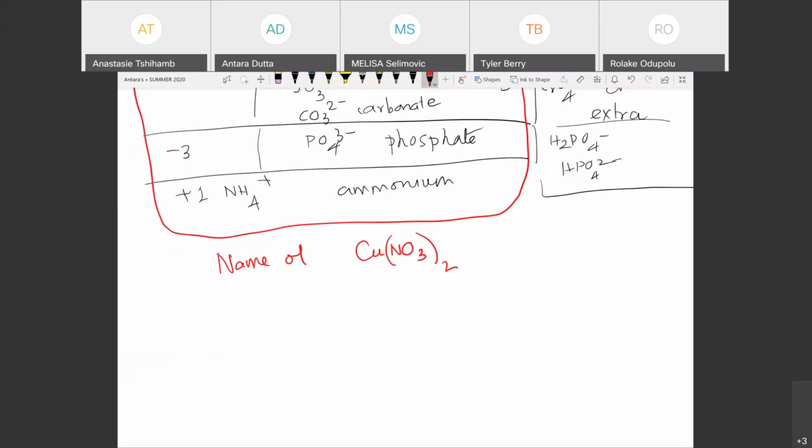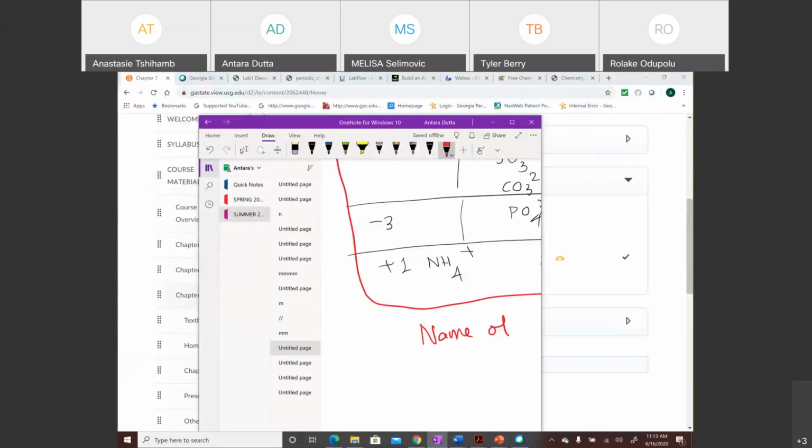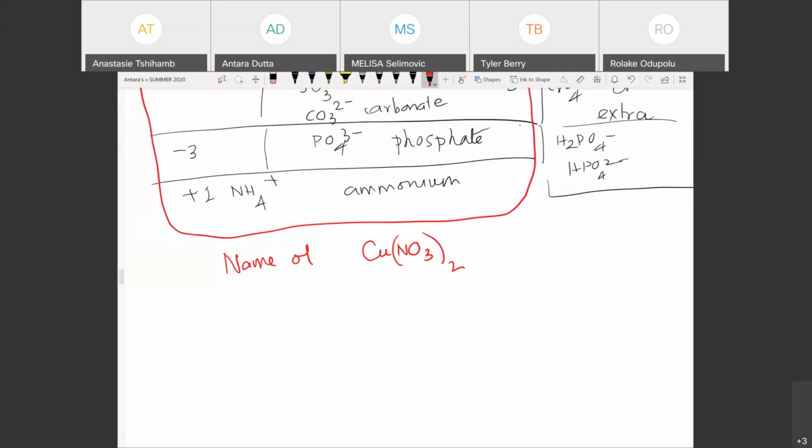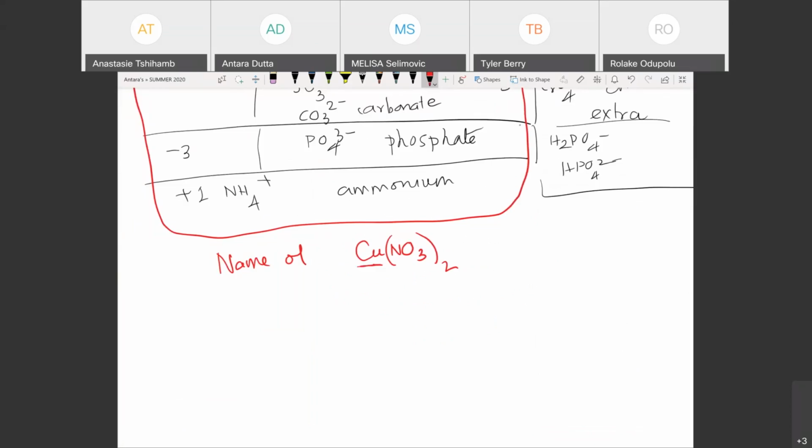Okay, so copper is a transition metal, right? Let me see the chat window first. Is anyone? No. Okay. So copper is a transition metal. So we have to figure out the charge and write the name.